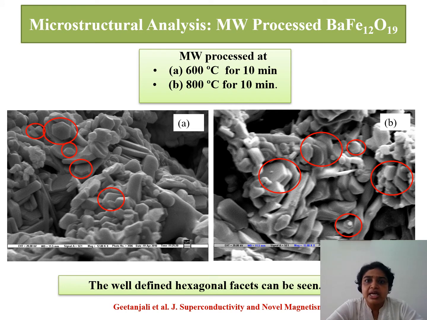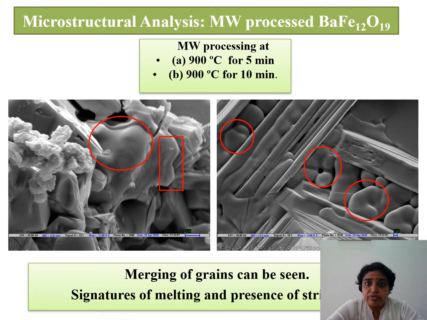Here you can see the very well defined hexagonal facets. So this is all decrystallized. Striations are also seen. However, if we go to a higher temperature, around 900 degrees centigrade, merging of grains and signatures of melting are also seen in samples processed for just 5 or 10 minutes.